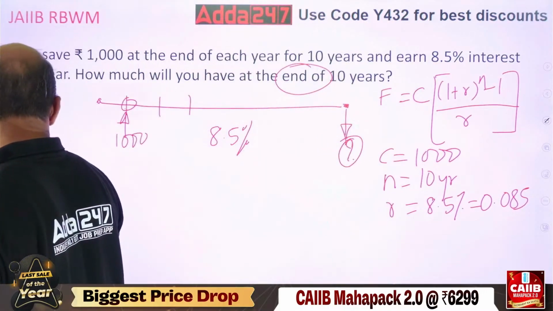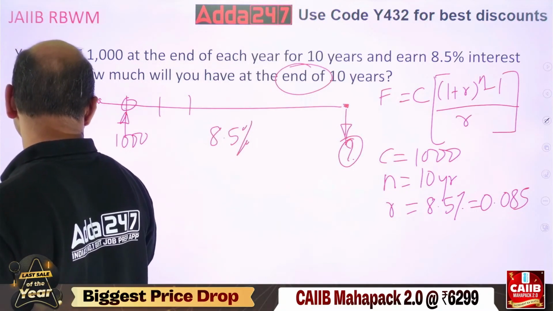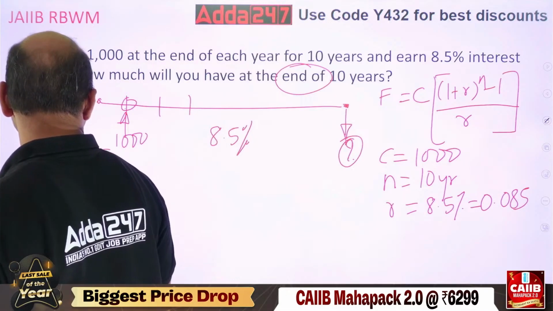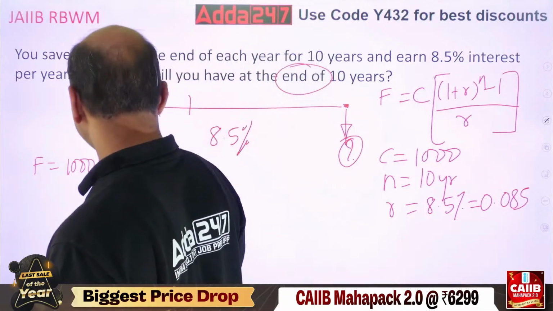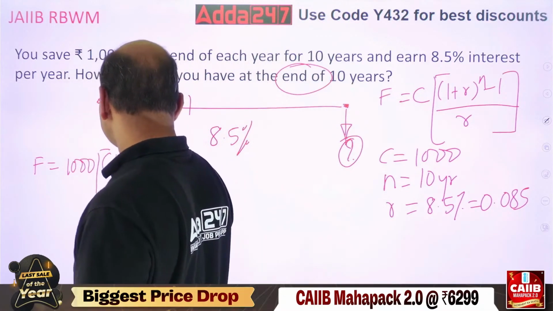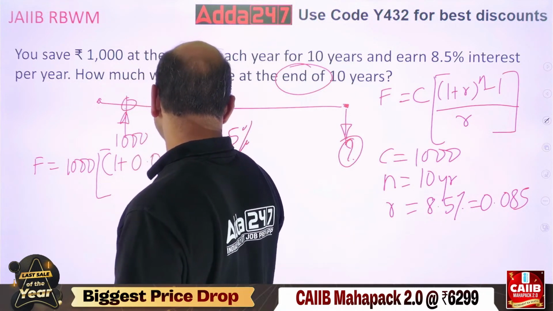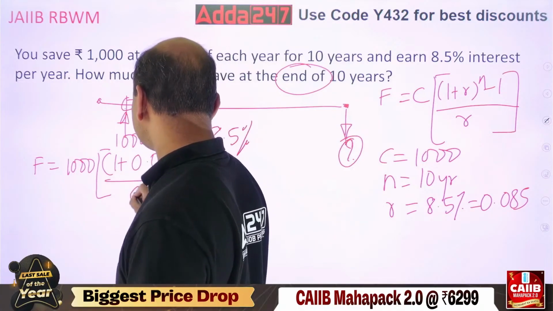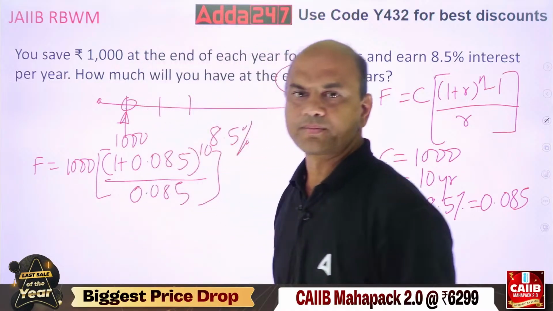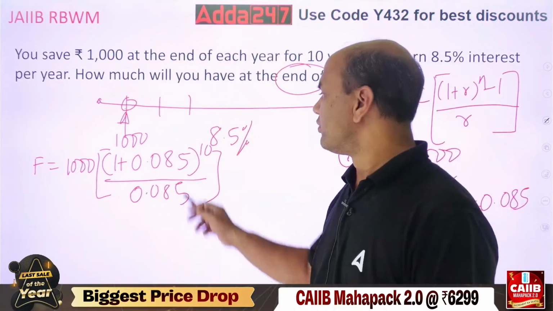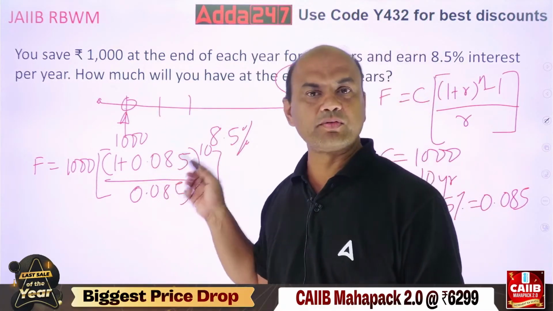So F equals C into, what is C? 1000, into (1 plus R). What is R? 0.085. So (1.085) raised to n, 10, minus 1, divided by R, 0.085. Solve this now. This will become 1.085 raised to 10.